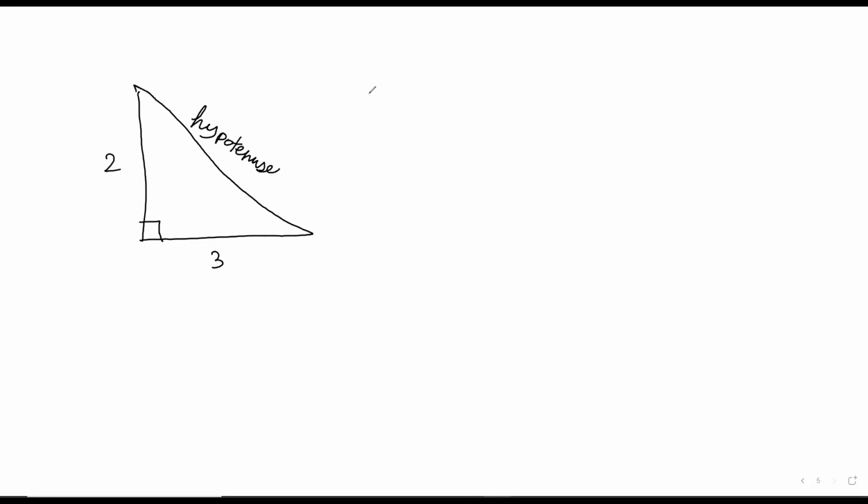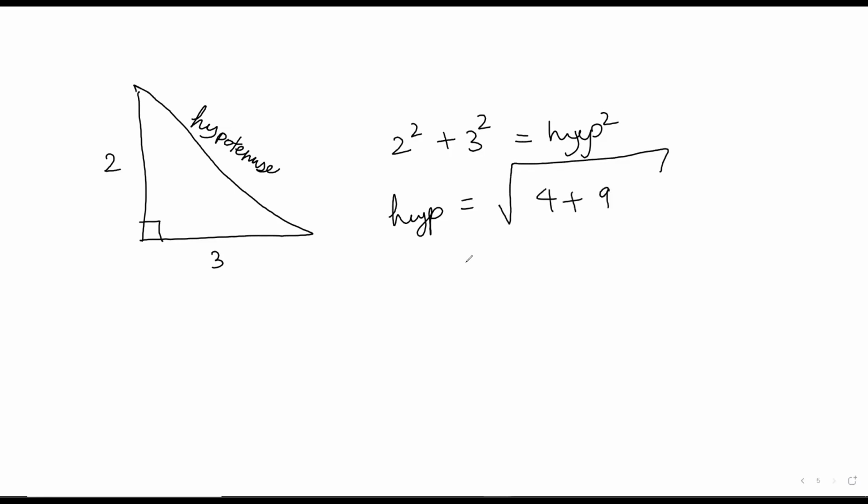It's root 13. Yeah, very good. It's root 13. So how did we get that? We said, well, the Pythagoras theorem: 2 square plus 3 square is equal to the hypotenuse square, right? So the hypotenuse is equal to under root of 4 plus 9, which is equal to root 13. All right. So now look at this and then tell me what we've just done.